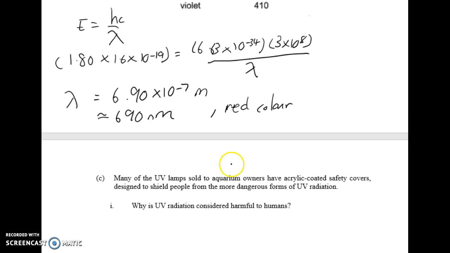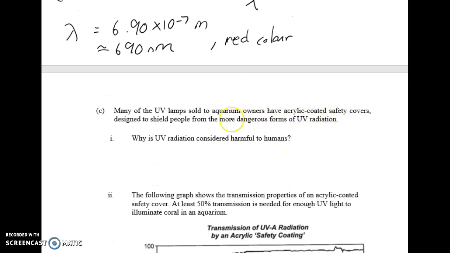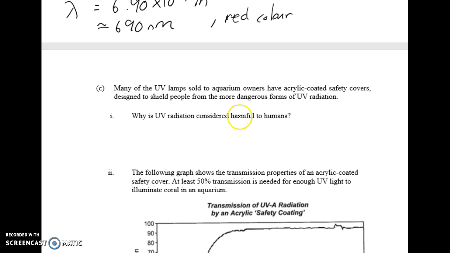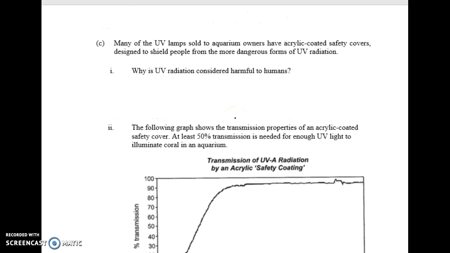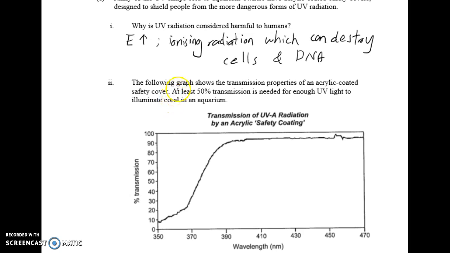And then part C: many of the UV lamps sold to aquarium owners have some coated safety cover designed to shield people from the more dangerous form of UV radiation. Why is UV radiation considered harmful to humans? You have to mention that it contains high energy, and it can be ionizing radiation. It means they're very powerful. You can knock out the electron in your cell, which can destroy cells and DNA, causing cancer. So that's why this powerful radiation is dangerous, more so for X-ray and gamma ray.